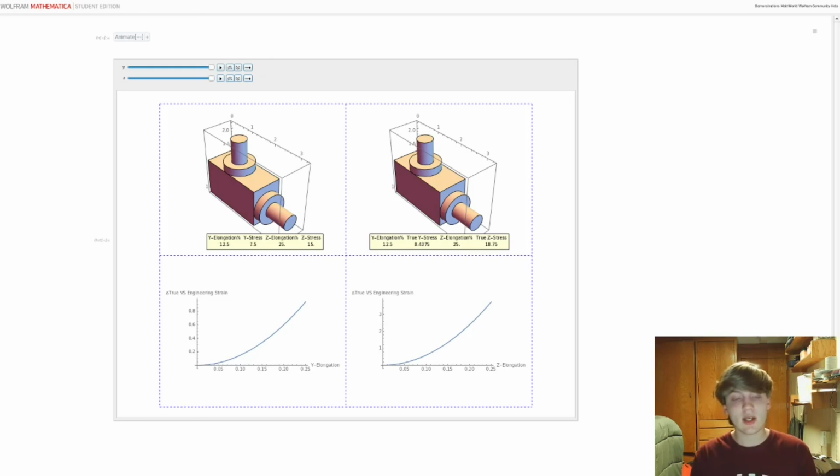So we can see that this approximation is good for lower values, but when we get up into that 25% range where we're trying to elongate it a good bit, that engineering approximation really breaks down, and the true stress is a much better indicator.